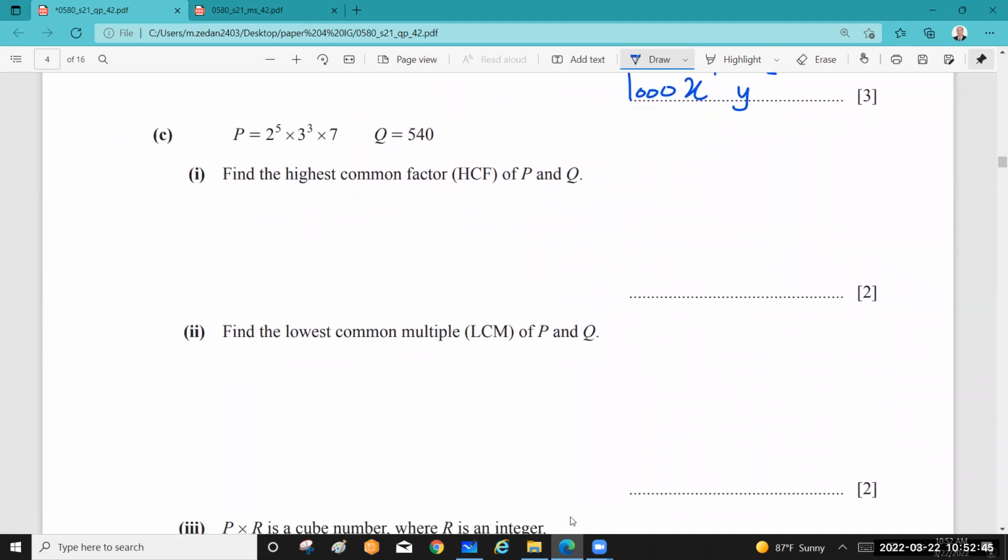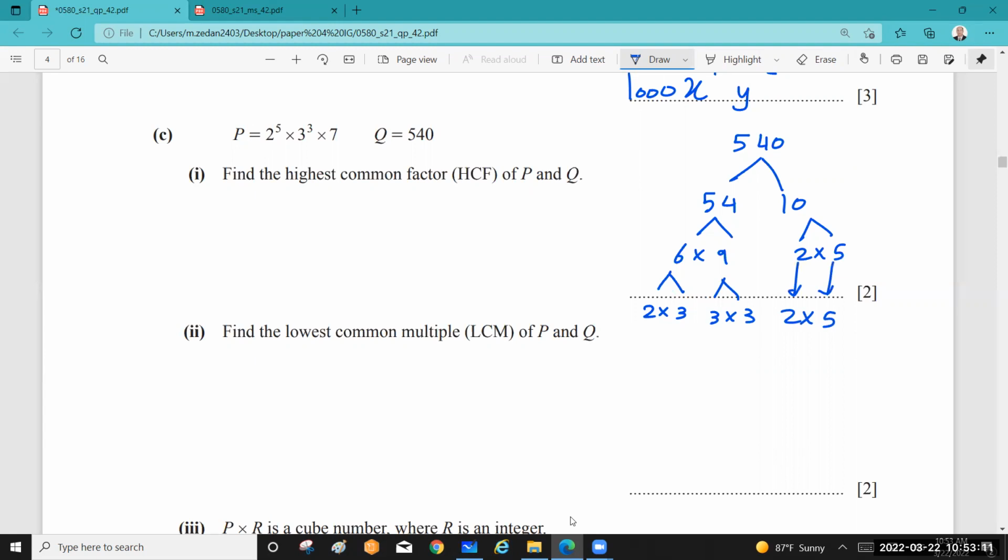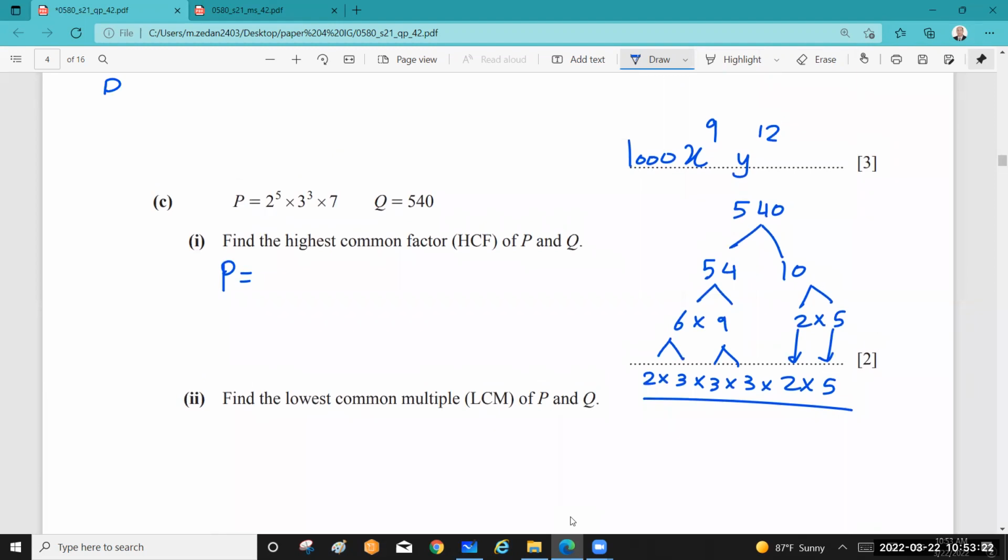Look at this good question here, part C. P is 2 power 5 times 3 cubed times 7, and q is 540. Just to take a cube, factor this number. 540 is simply 54 times 10. And the 54 is 6 times 9. The 10 is 2 times 5. Continue factoring. The 6 is 2 times 3. The 9, 3 times 3. And the 2 and 5 are already prime numbers. No need to factor. So simply, this is a factorization of the number q. So the p is, I just write it here, up here. No need to write p again.